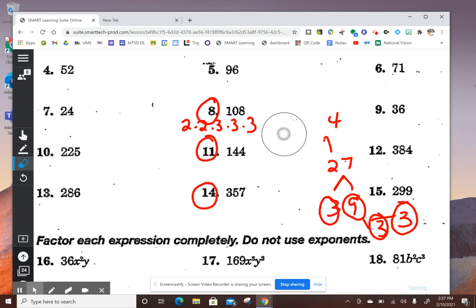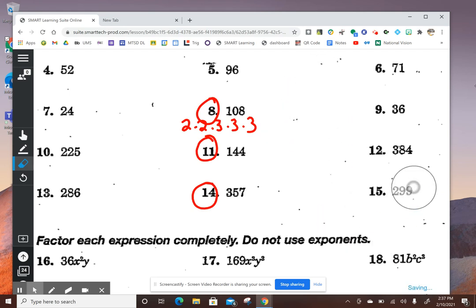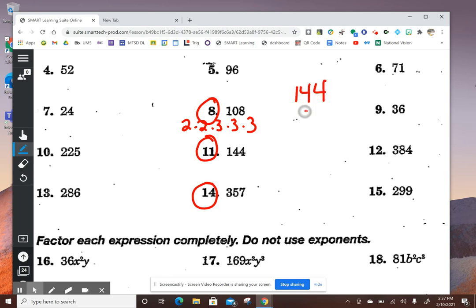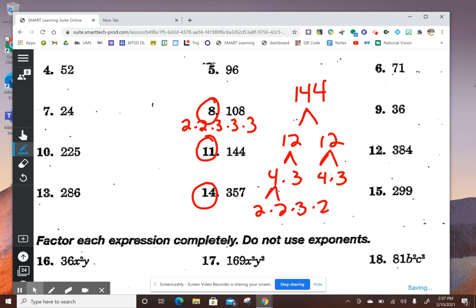Okay, so now stop the video and on your own do 11 and 14. And when you're done, start it up and see if you get the same answer as me. So 144, now I'm going to break my 2 rule because 144 we know is 12 times 12. We know 12 times 12 is 4 times 3 and 4 times 3. And that becomes 2 times 2 times 3 times 2 times 2 times 3. So this would be 2 times 2 times 2 times 2 times 3 times 3.